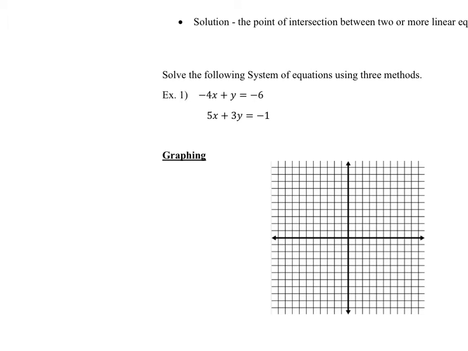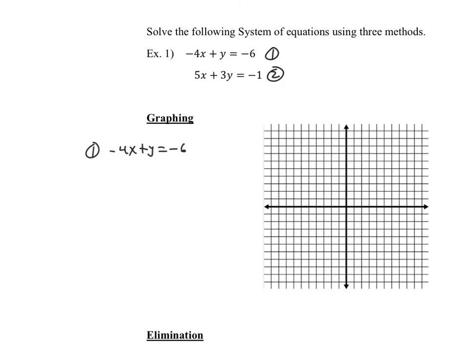It's the quickest method. So what I like to do is label my equations so that you know which equation I'm talking about. What I mean by that is I'm going to label them equation 1 and equation 2. So I'm going to go ahead and take equation number 1, and I'm going to isolate the y. So I'm going to go ahead and add 4x to both sides.